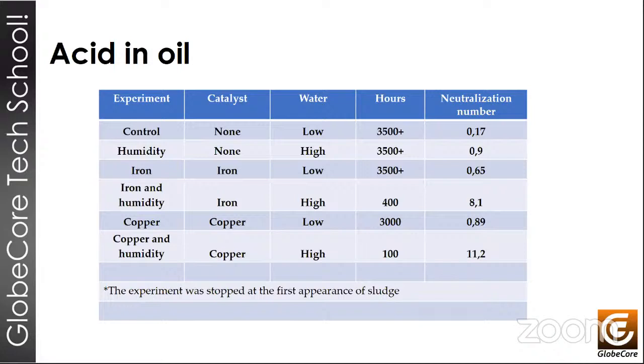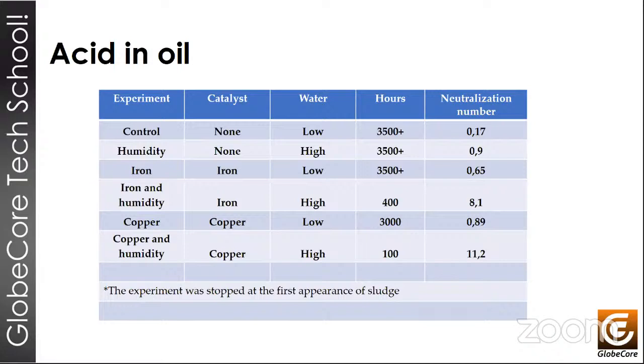And then they used iron as a catalyst, but they used a low concentration of water for the first test. And after the same 3,500 hours, they were able to determine a neutralization number of 0.65. So when we start to see the values that are really surprising is when they make a combination of catalysts in the presence of moisture. In the next test, they used iron and moisture. So only 400 hours passed, and the neutralization number of this oil jumped to 8.1 milligrams of KOH per gram. So that 8.1 milligrams is quite a lot.